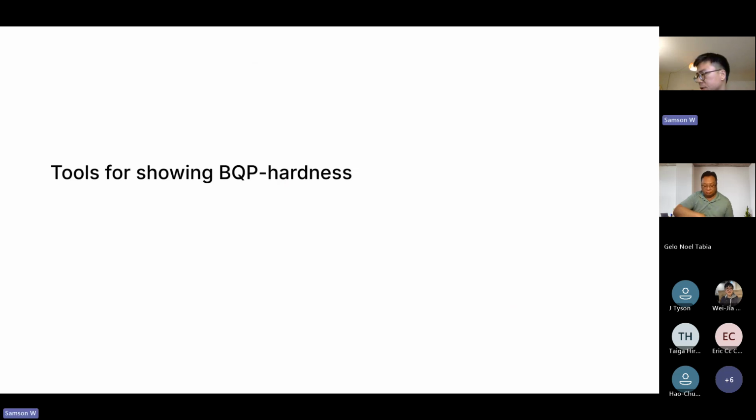Now I'd like to say a bit about the tools that we use for proving things in both directions. First I'll discuss the tools used for showing BQP hardness.